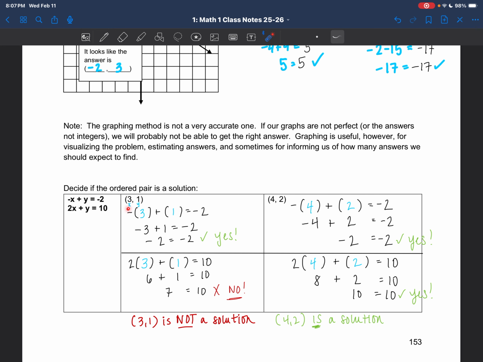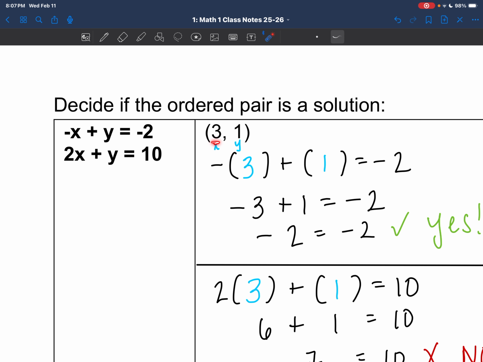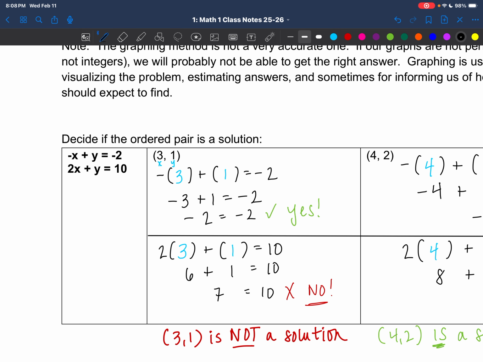We're going to take our x, and let's zoom in here. Whenever you see x, you're going to substitute it in, and then we're going to take our y and substitute it in here. Then if we get true statements, it's a solution for both. Remember, it has to work for both.